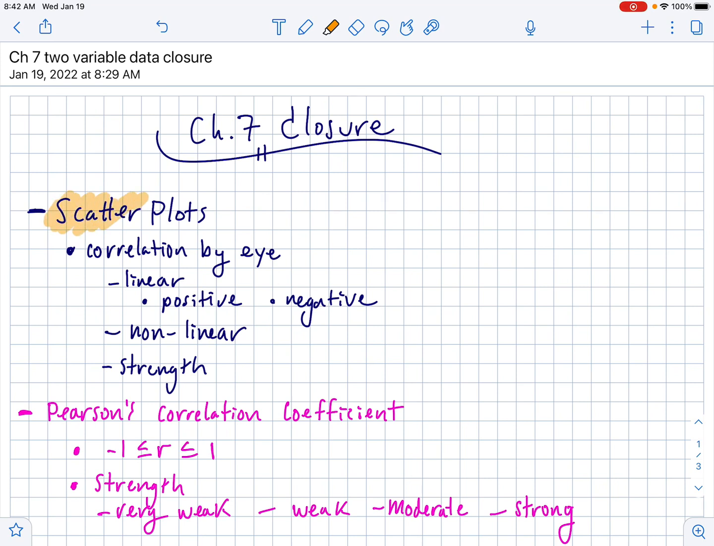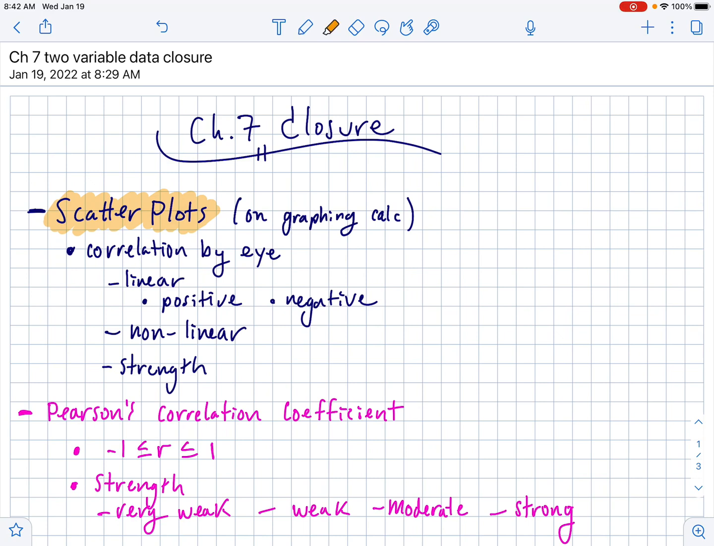We first started looking at scatter plots. So I showed you guys how to make scatter plots on your graphing calculator. So I'm going to add that. But I could also just give you a scatter diagram and ask you some things about it.